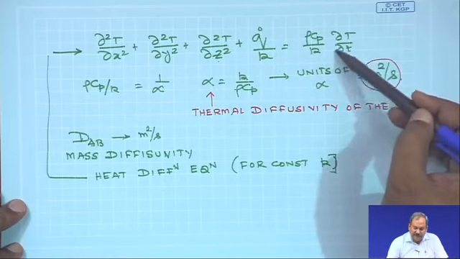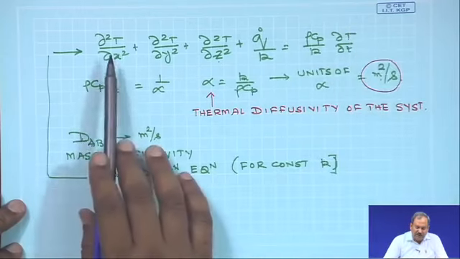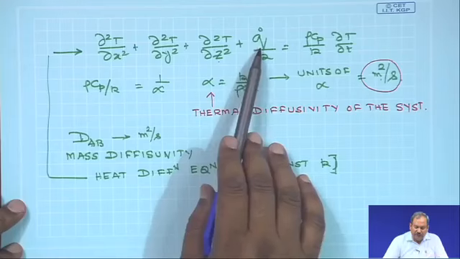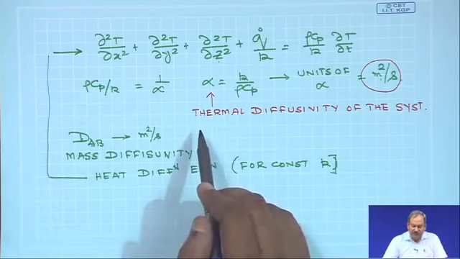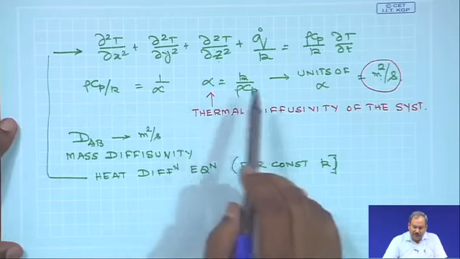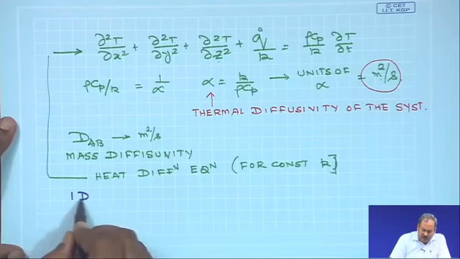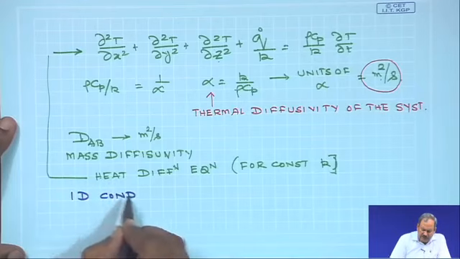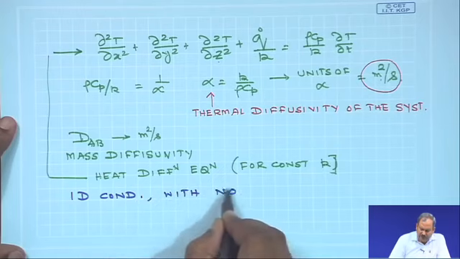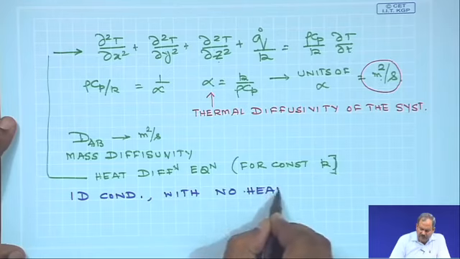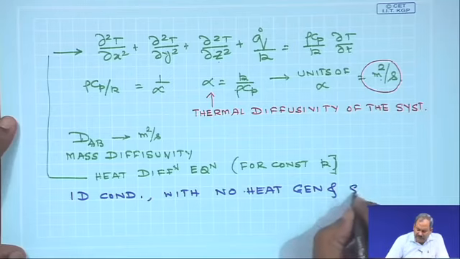So, at steady state this temperature change with time would simply be equal to 0, and you will be left with only the 4 terms on the left hand side. What is the simplest possible situation that you can think of? That it describes the heat diffusion equation. Let us say it is being applied to a case where you have only one dimensional conduction with no heat generation, and it is at steady state.